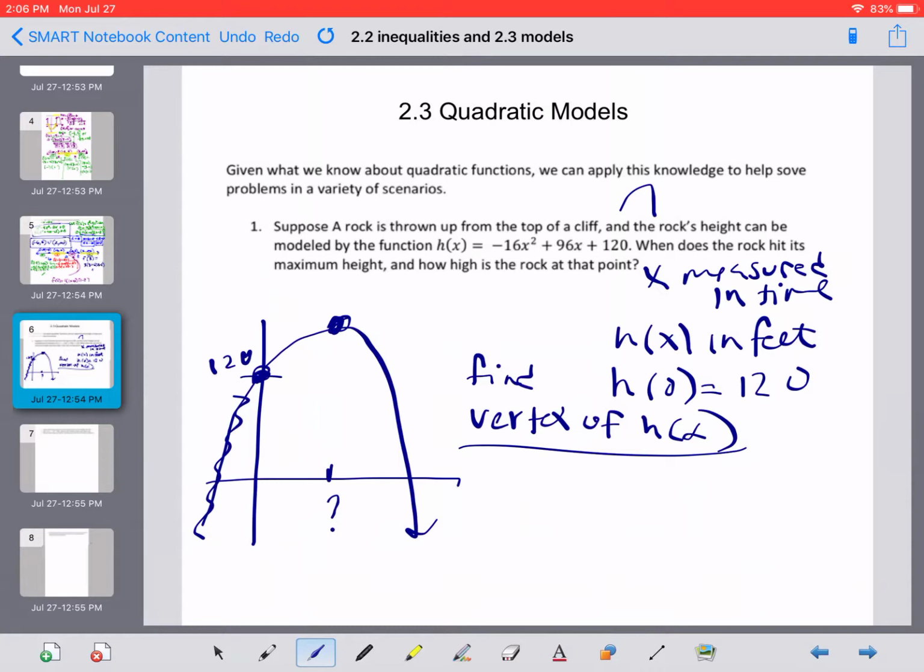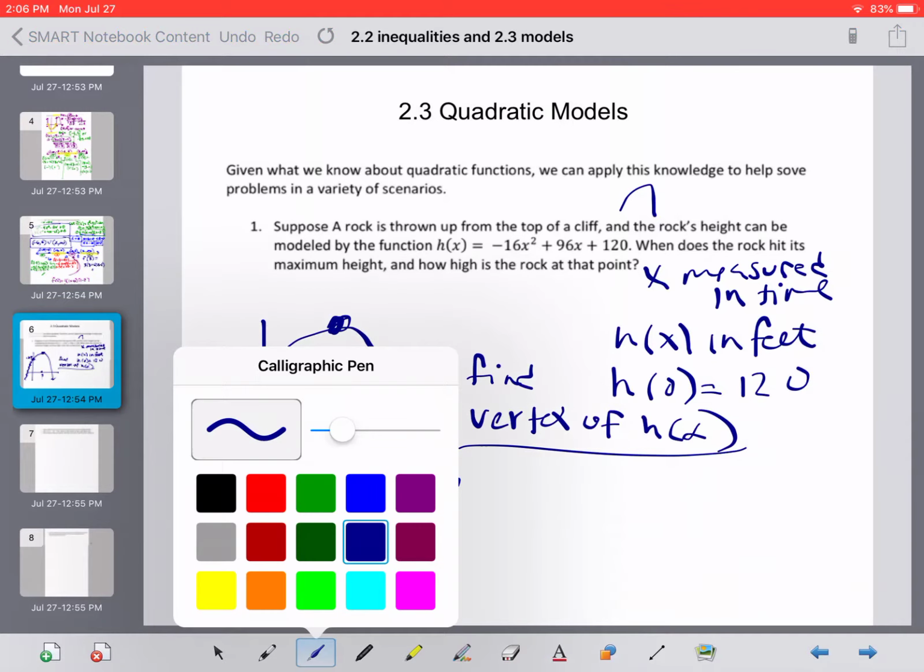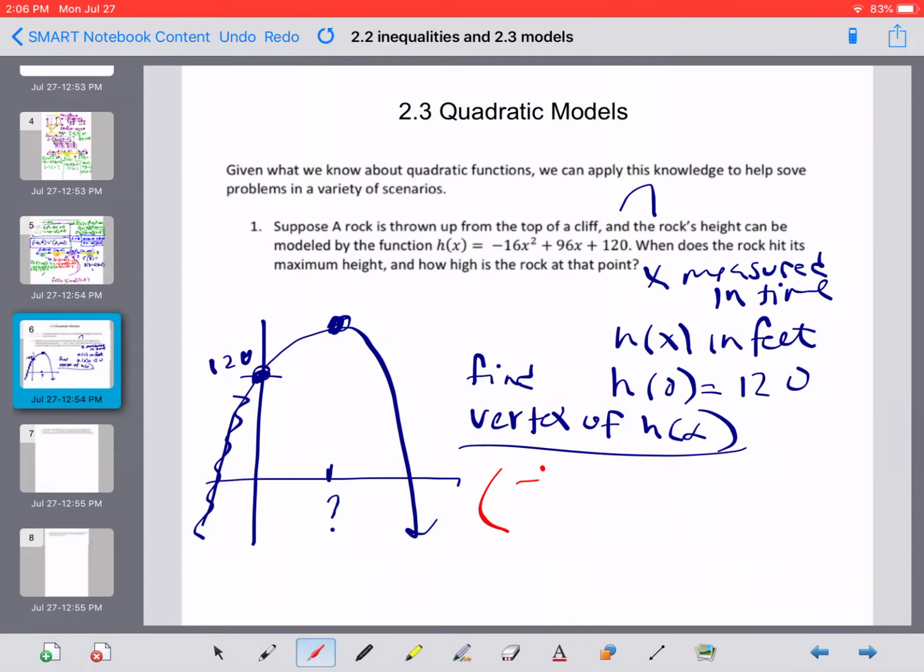If we can find the vertex of h of x, that will tell us the time that it reaches the max height and the height at that point. Now remember, to find the vertex, we need to use the formula negative b over 2a. That's your x value, and then h of negative b over 2a. In other words, calculate negative b over 2a to find the x value, to find the time, and then plug that into the original function to find the height.